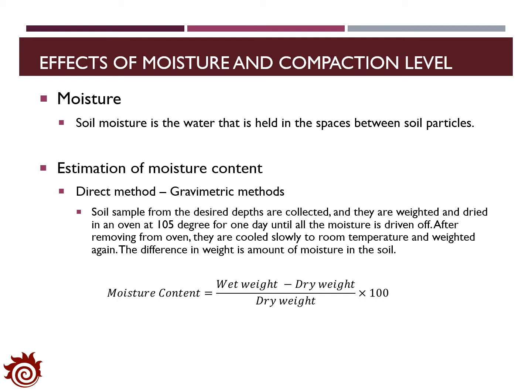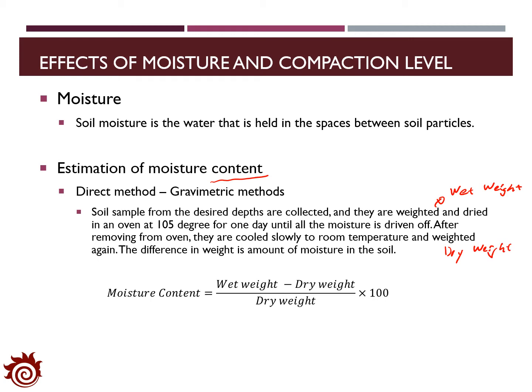In general, the moisture is measured with moisture contents. We will usually apply the direct method to measure the moisture contents. The gravimetric method is commonly applied. In this method, we will take the soil sample from the desired depth where we want to do the experiment, and it is weighed, which will be defined as the wet weight. And it will then be dried in the oven at 105 degrees Celsius for 1 day until all the moisture is driven off. After removing from the oven, it is cooled slowly to room temperature and weighed again, and that one is called the dry weight.